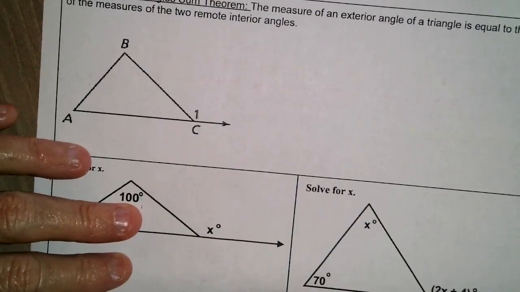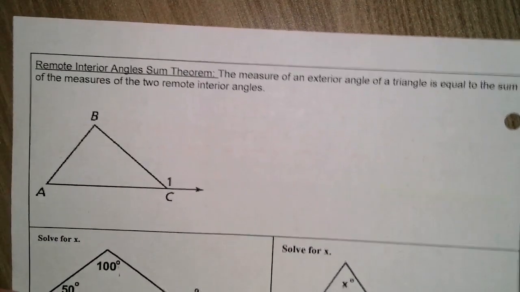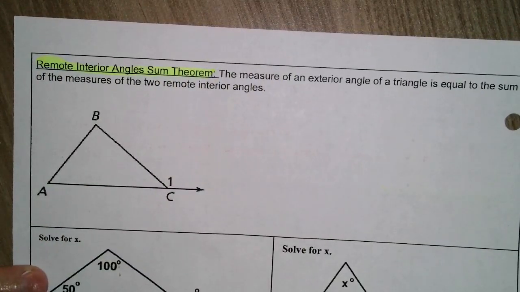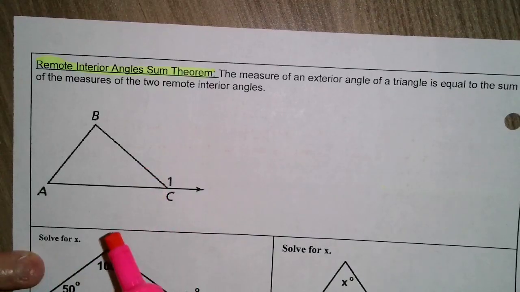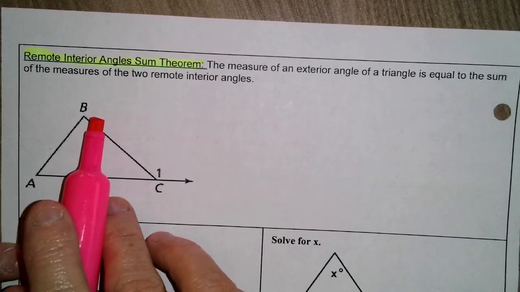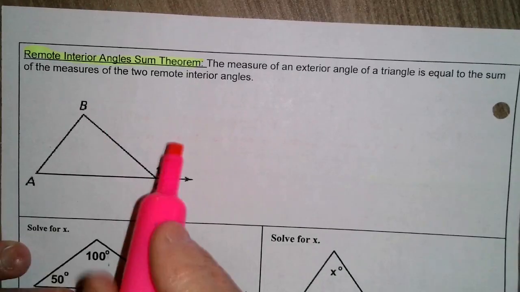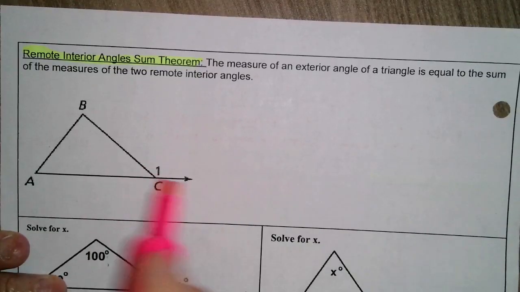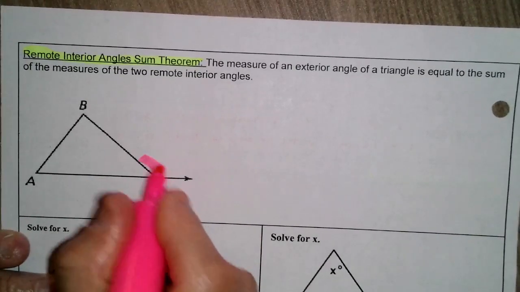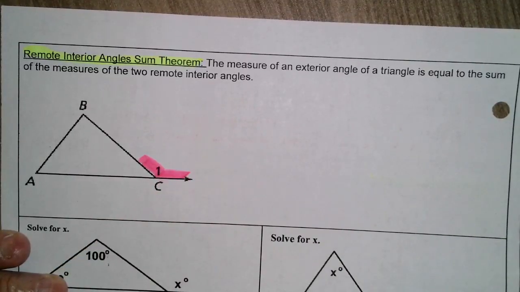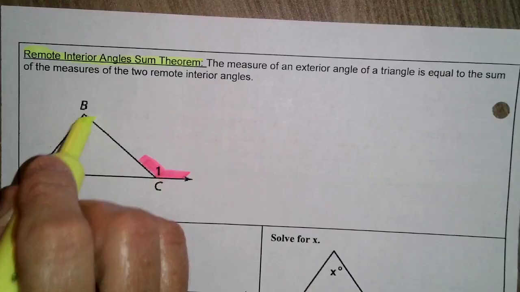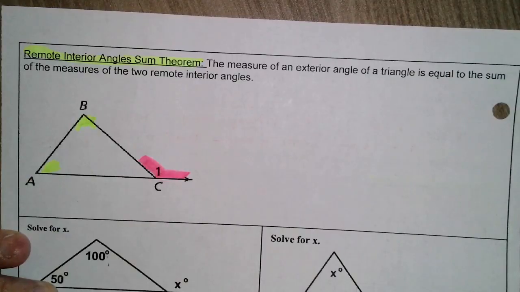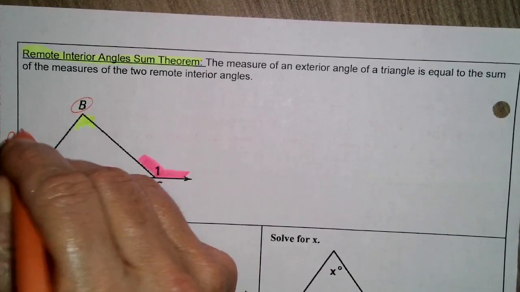Okay, so the last theorem is the remote interior angles sum theorem. First thing I'm going to do is identify the remote interior angles. The remote interior angles are the angles that do not touch the exterior angle. So here's our exterior angle, angle 1, and the angles that don't touch it are angle B and angle A. So those are our remote interior angles.